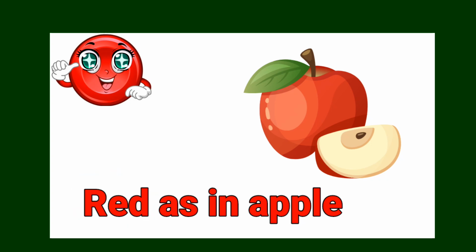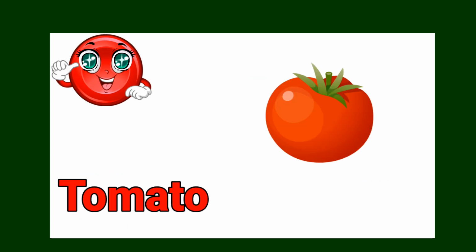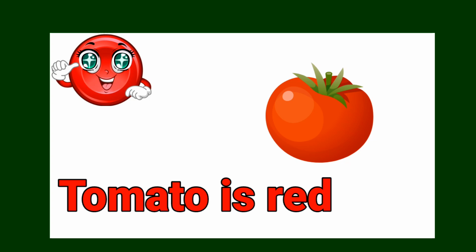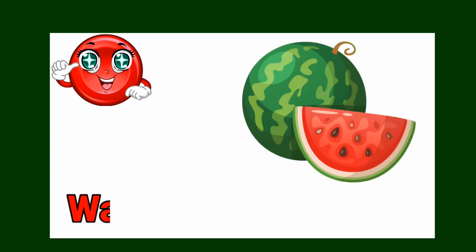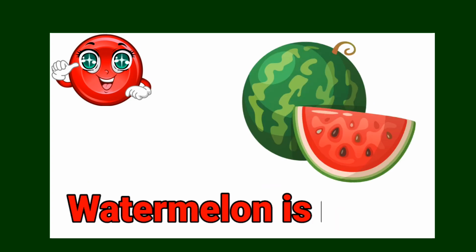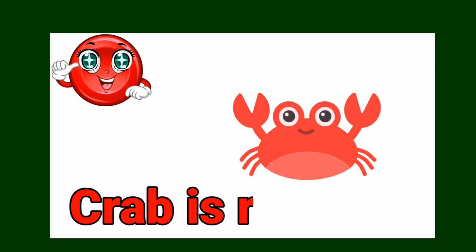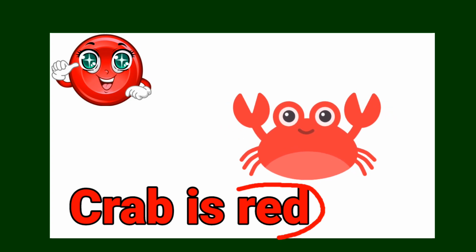R-E-D, red. Tomato is red. Circle the sight word red. R-E-D, red. Watermelon is red. Circle the sight word red. R-E-D, red. Crab is red. Circle the sight word red.